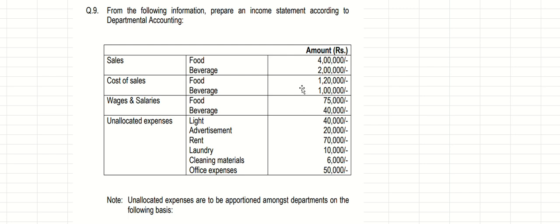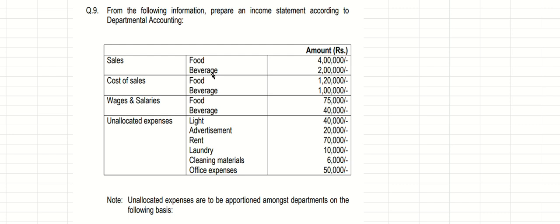We can directly dive into the question. For the following information, prepare an income statement according to the departmental accounting. That means the departmental accounting approach is used here. So before drawing the departmental accounting's income statement, you should see how many departments there are, how many operating departments there are. You can see the very first one is the food department and the second one is the beverage department. So we have two operating departments.